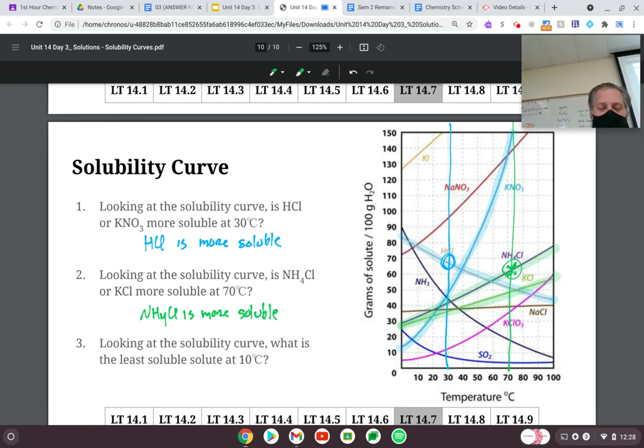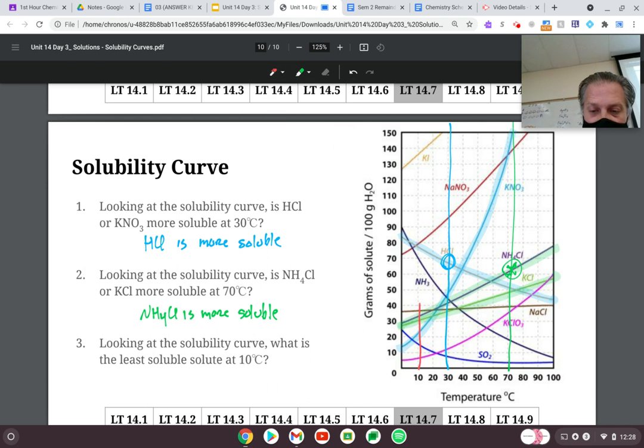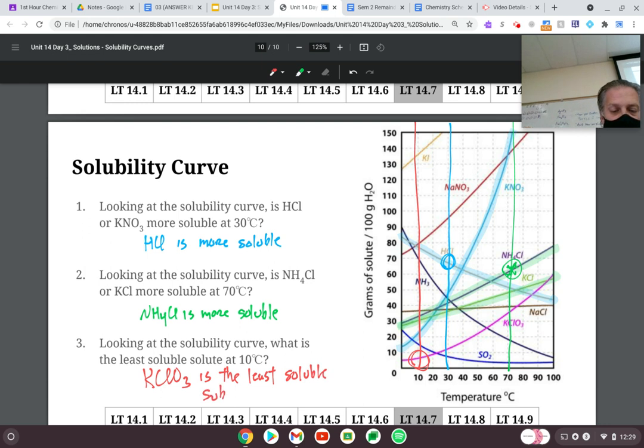And then lastly, looking at the solubility curve, what is the least soluble substance on here? I don't even need to look at one specific thing at 10 degrees Celsius. I'm just going to draw my line up like this, and I'm going to see the lowest curve that crosses it, which in this case happens to be KClO3. So KClO3 is the least soluble substance on this graph.